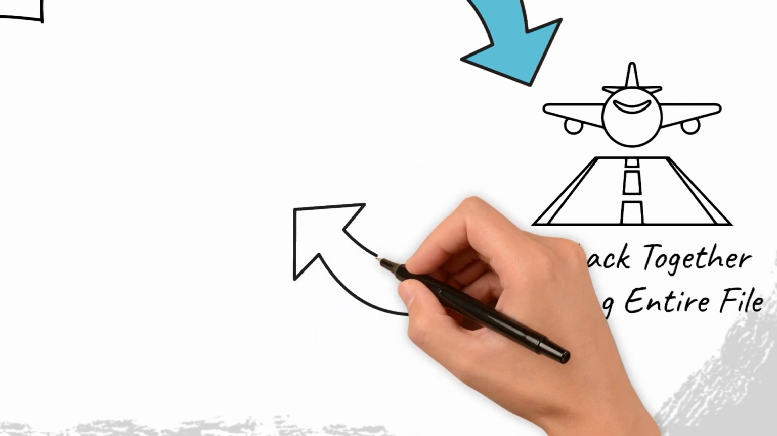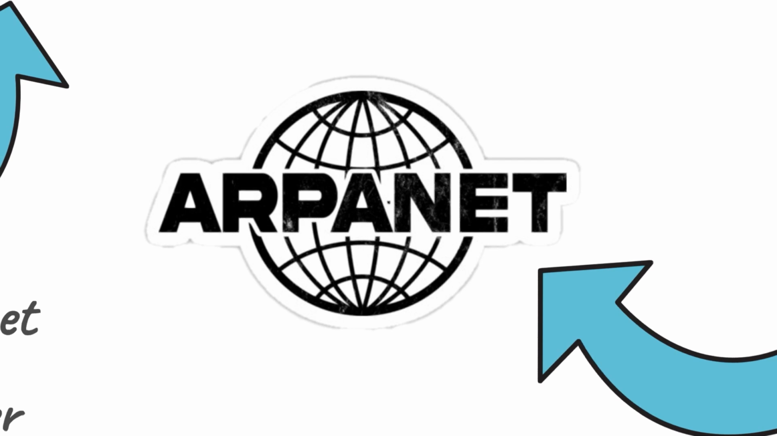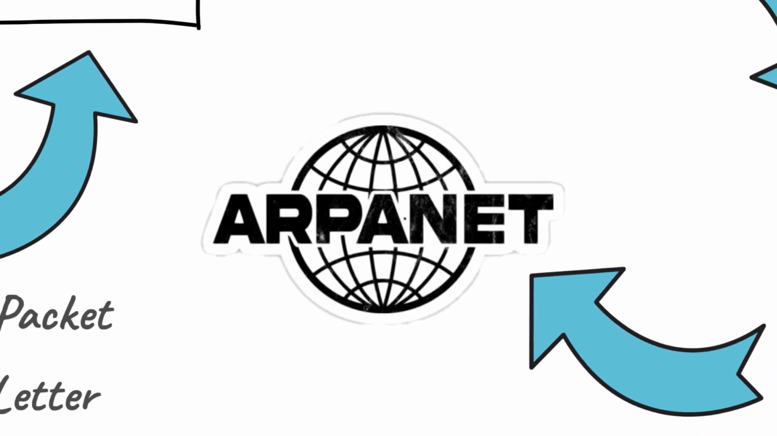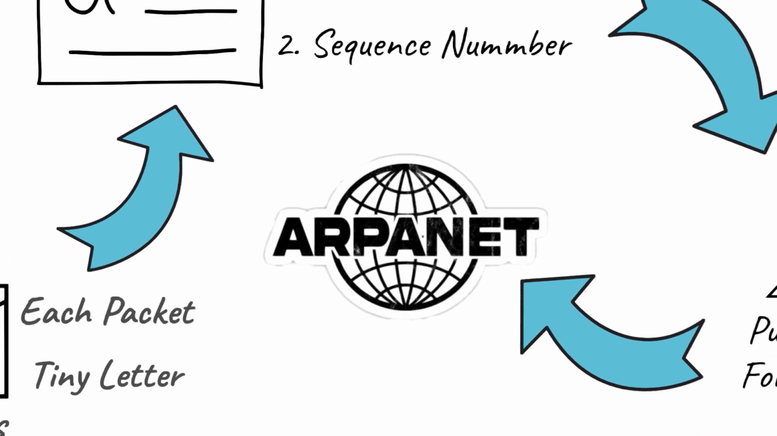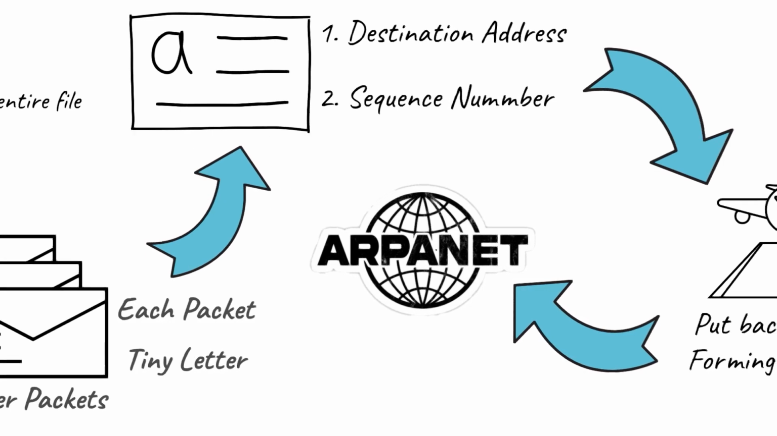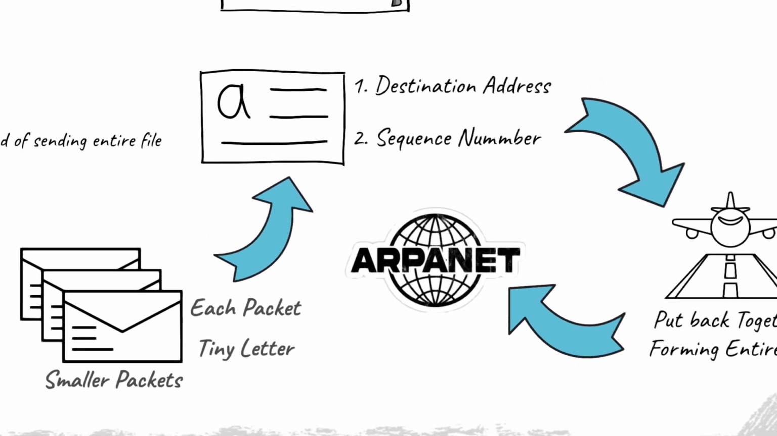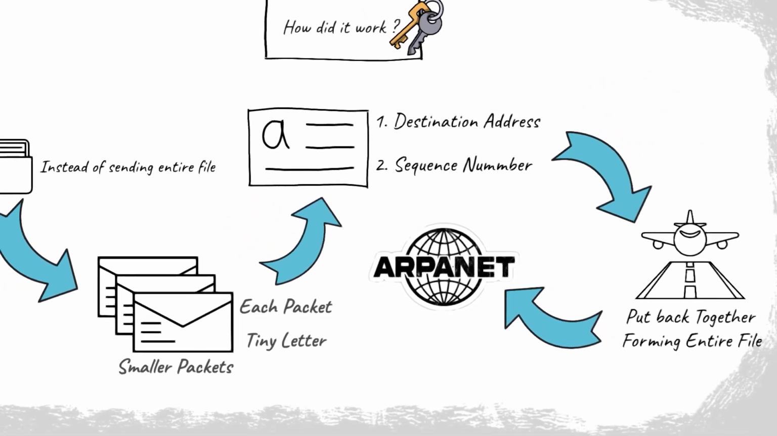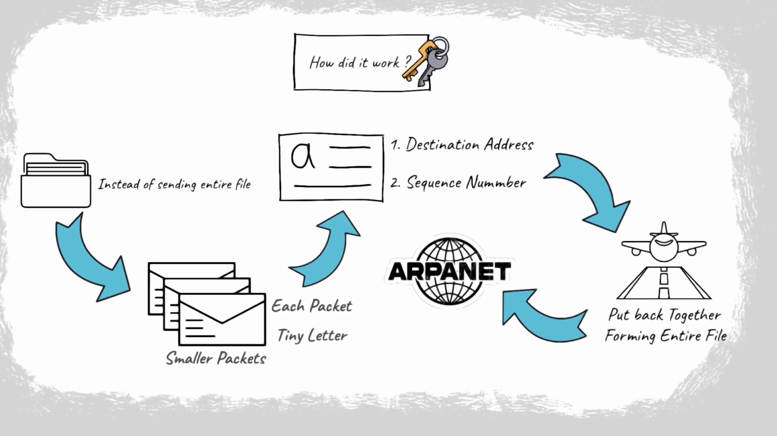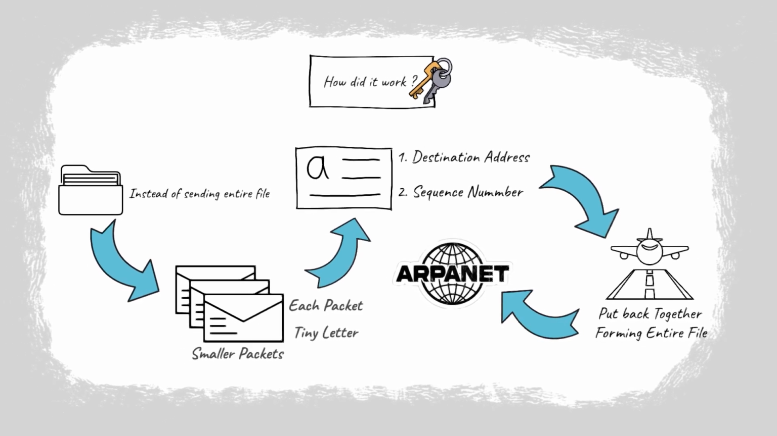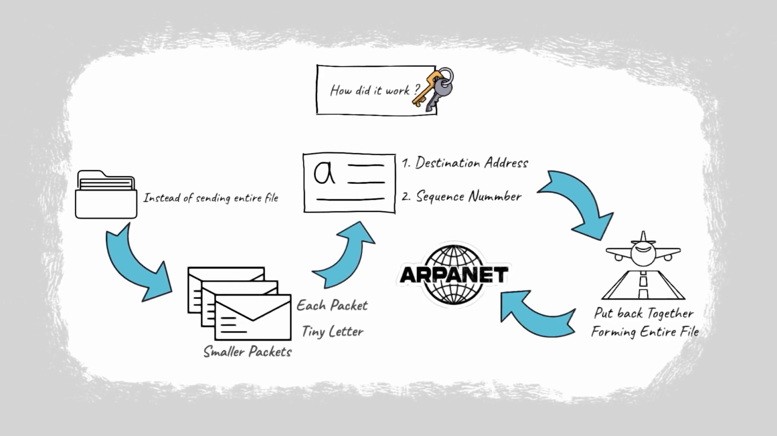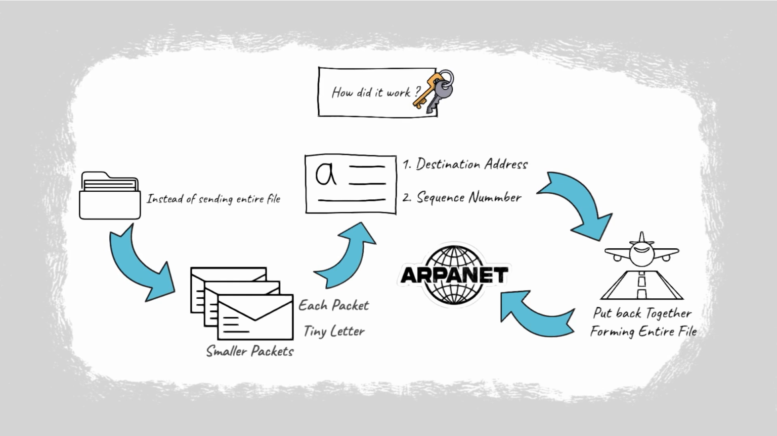And this revolutionary idea led to the birth of the first real computer network, ARPANET. Without packet switching, networks would be too slow, inefficient, and unable to handle the amount of data we send today. So the next time you send a message or stream a video, remember, you're actually sending thousands of tiny packets, each traveling separately to reach the same destination. That is the power of packet switching.